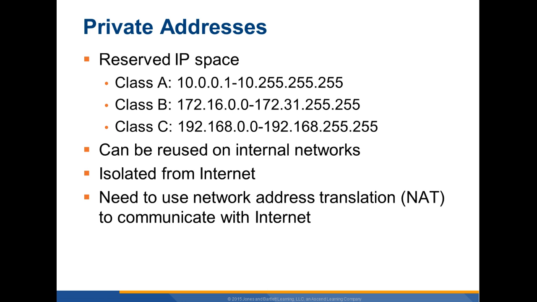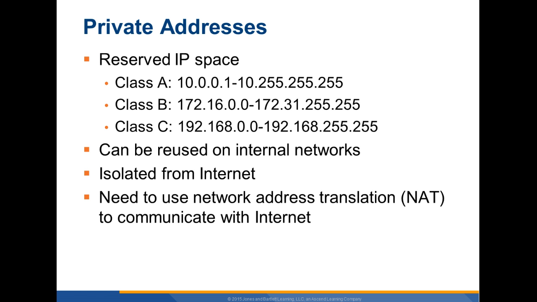Private addresses: you have a reserved IP space, so your Class A addresses are 10.0.0.1 to 10.255.255.255. Your Class Bs and your Class Cs. Most organizational sites, typically, because of the number of nodes they have, unless they're subnetted differently, are going to be as large as a Class B address.